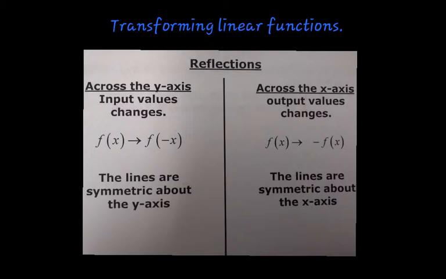When you have a reflection across the y-axis, you need to add a negative inside of the parentheses. When you have a reflection across the x-axis, you are going to have a negative outside of the parentheses. So you're going to multiply the whole function by a negative when you have a reflection across the x-axis, and when you have a reflection across the y-axis, you need to multiply the negative to the x.